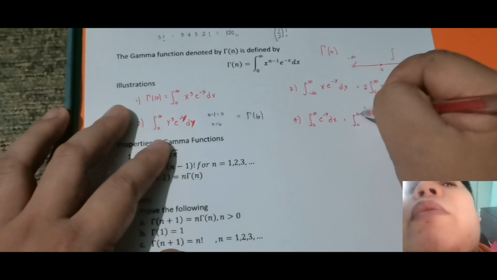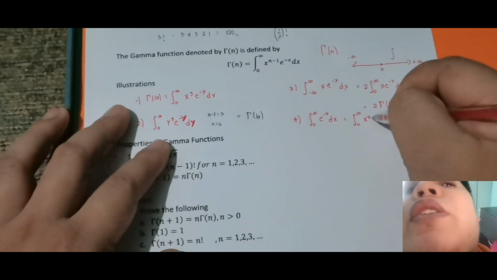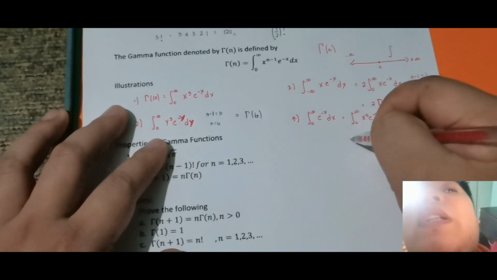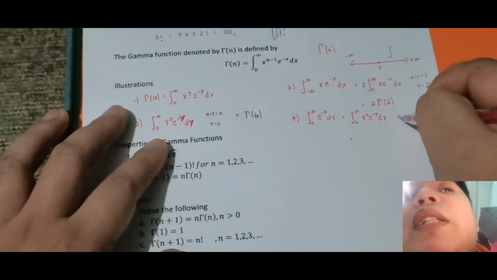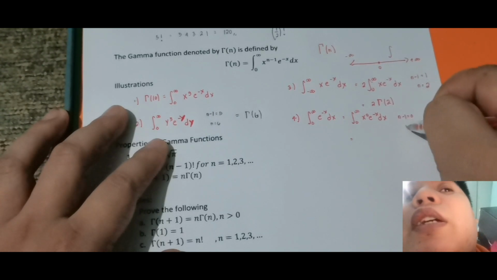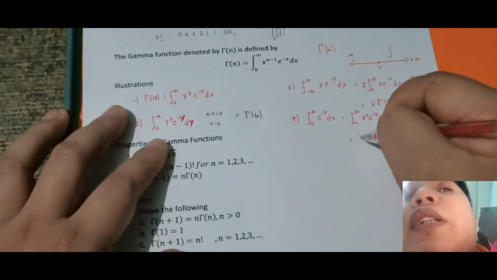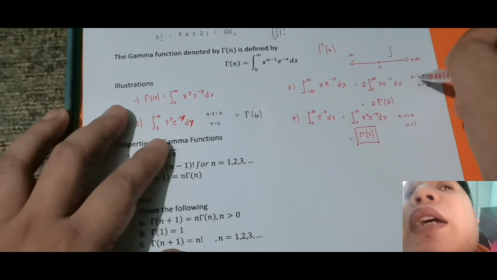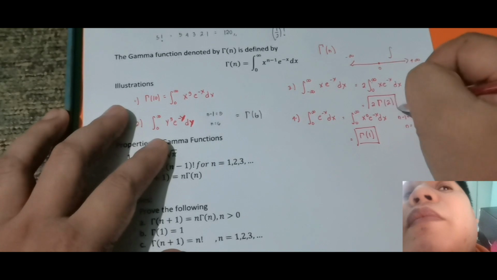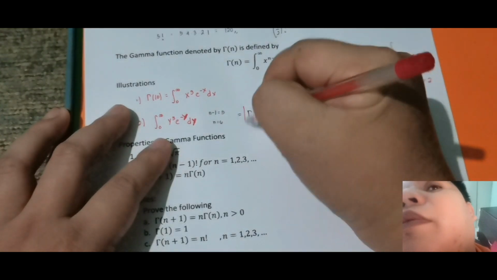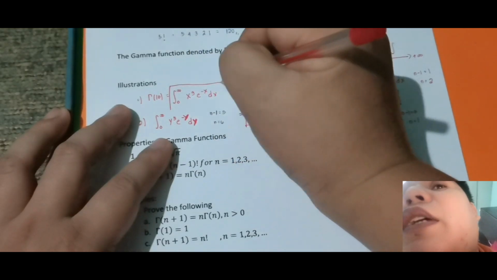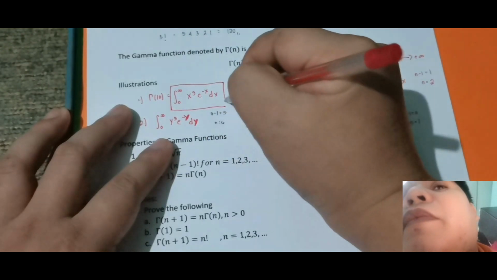Or, actually may 1 which is in the form of x raised to 0. Then, e raised to negative x dx. So, therefore, alam natin na it's n-1 which is equal to 0. Therefore, n is equal to 1. So, therefore, this is just gamma of 1. Okay, so box ko yung mga sagot natin. At ganun siya kasimple. So, okay.